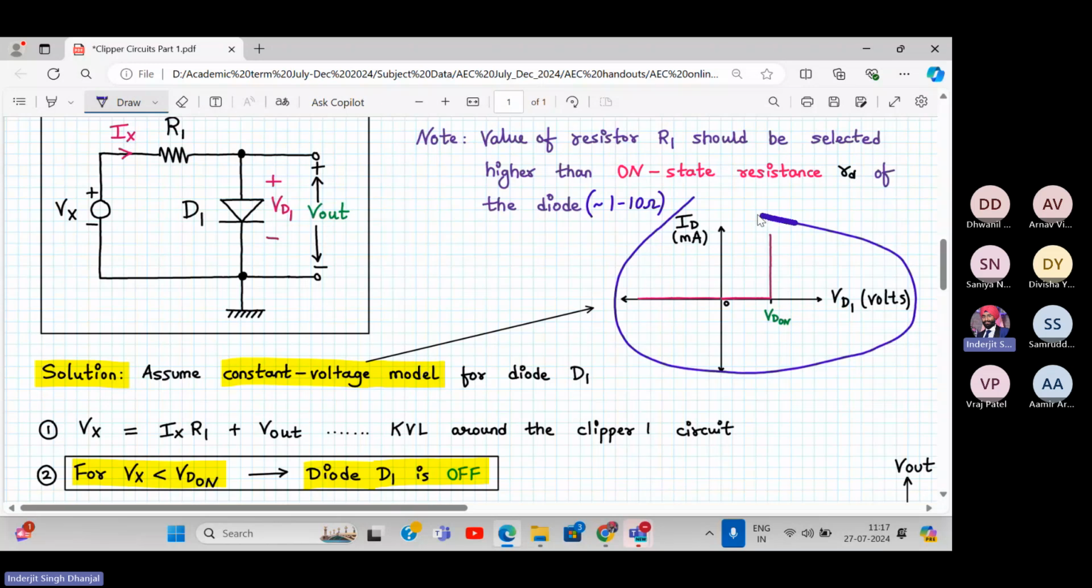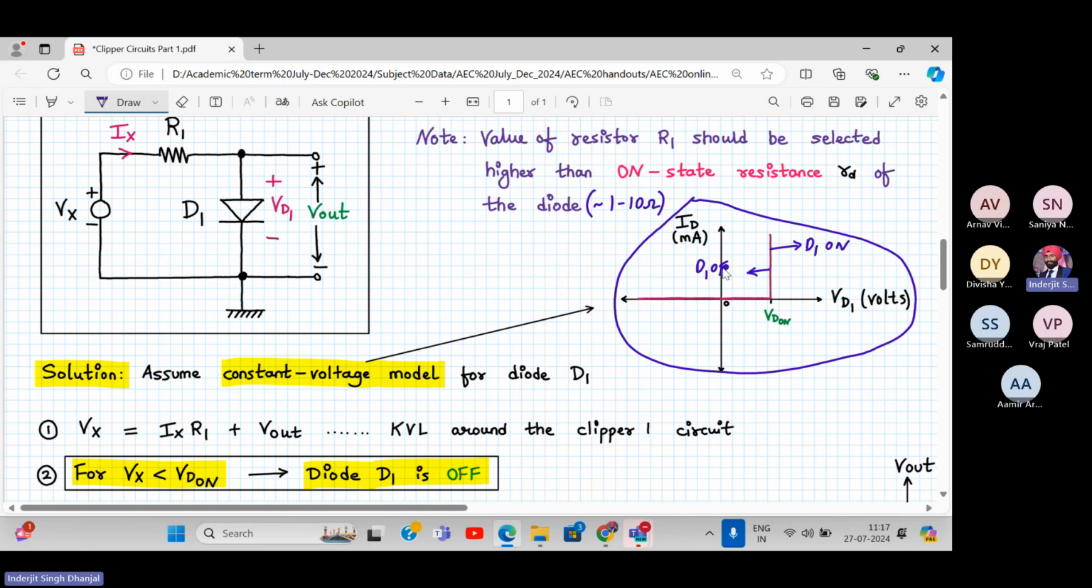All right. So what does that mean? It means that the diode will be on if my applied voltage VD1 is greater than VD on. So here diode D1 is on. And if it is less than that, the diode D1 is off. Okay. And how much is this VD on? Anyone can tell me? You remember? What's the value of the VD on? 0.7 volts. Yes, it's 0.7 volts. So this is my constant voltage model for the diode D1.